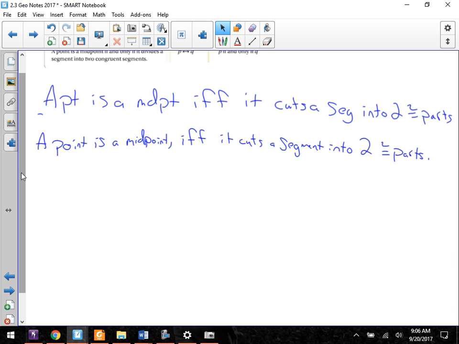All right. So that's what a biconditional statement means. It's true going both directions. If a segment has been cut into two congruent parts, then it has a midpoint. If you have a midpoint, then it cuts the segment into two parts. Okay. Not terrible? All right.